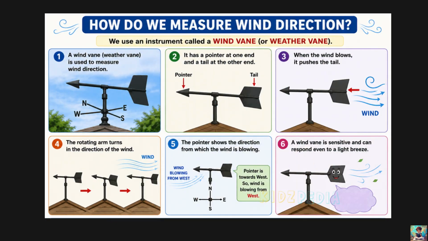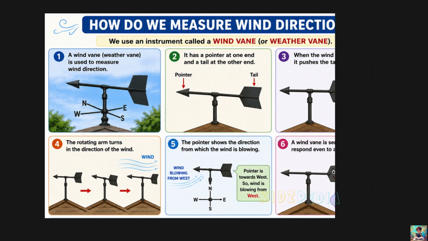We use a wind vane, also called a weather vane. It has a pointer at one end and a tail at the other end. When the wind blows, the tail is pushed, causing the pointer to turn. The pointer then shows the direction of the wind. Even a light breeze can make the wind vane respond.